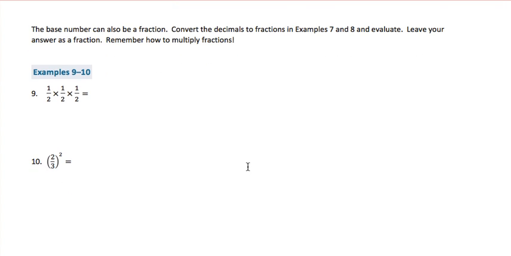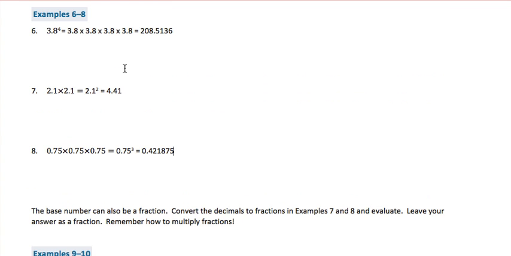The base number in an exponent can also be a fraction. So they're asking us in exercises, in examples 7 and 8, to convert the decimals to fractions and evaluate and leave our answer as a fraction. So let's go back. This is 2 1/10, or 21/10, and let's leave it as 21/10. Much easier to work with improper fractions than mixed numbers in this case.